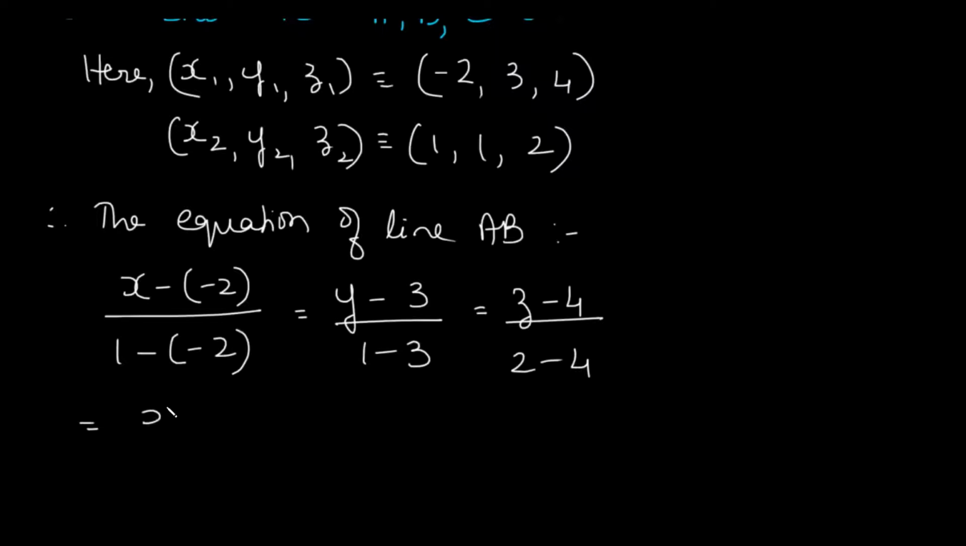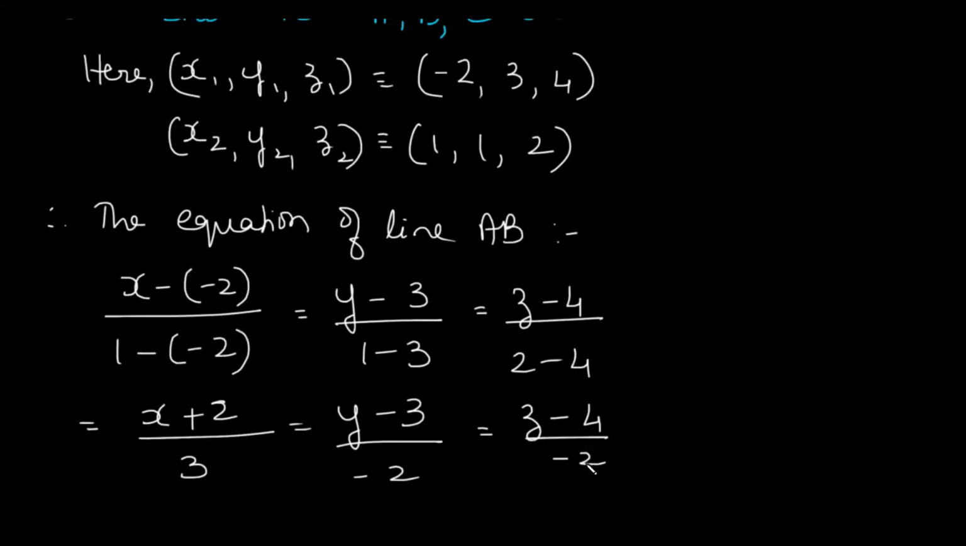So this comes out as x plus 2 upon 1 plus 2, that is 3, which is equal to y minus 3 upon minus 2, which is equal to z minus 4 upon minus 2. So these are the required Cartesian equations of line AB.